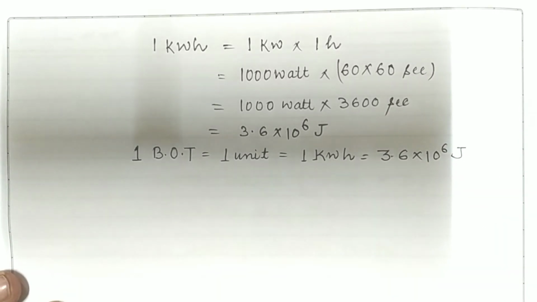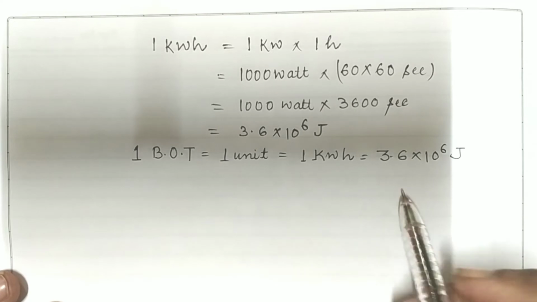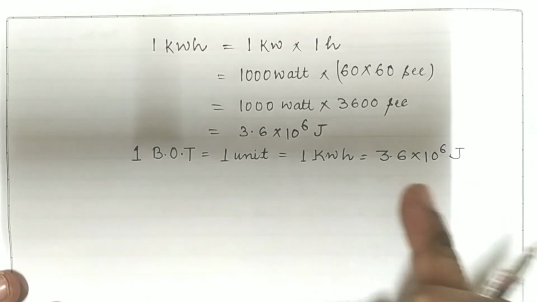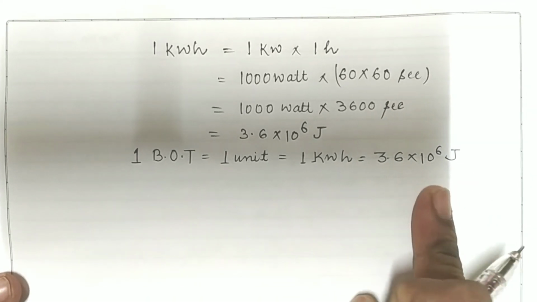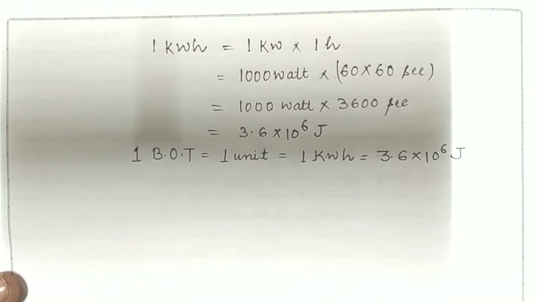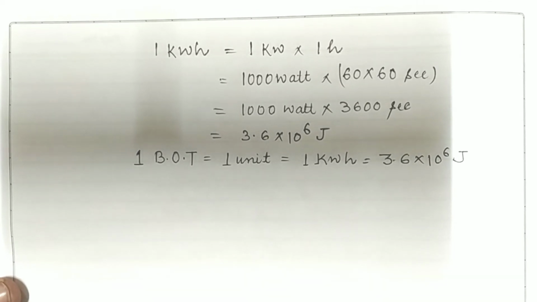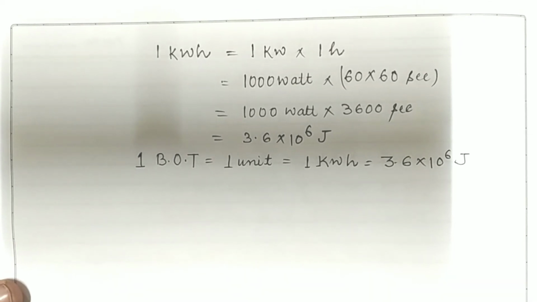So if someone asks you what the amount of 1 unit is, you can simply say that it is 3.6 into 10 to the power 6 joule of energy, which we use in 1 hour. So children, right now we have calculated the commercial unit of energy.